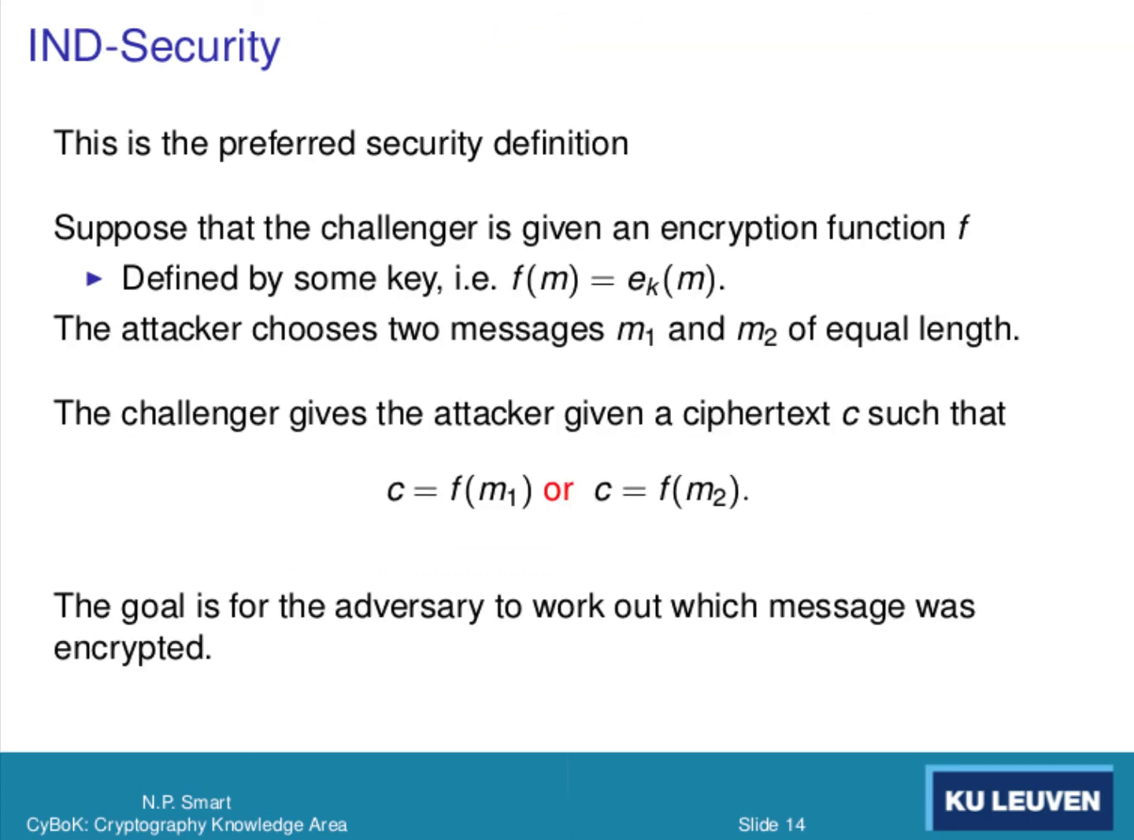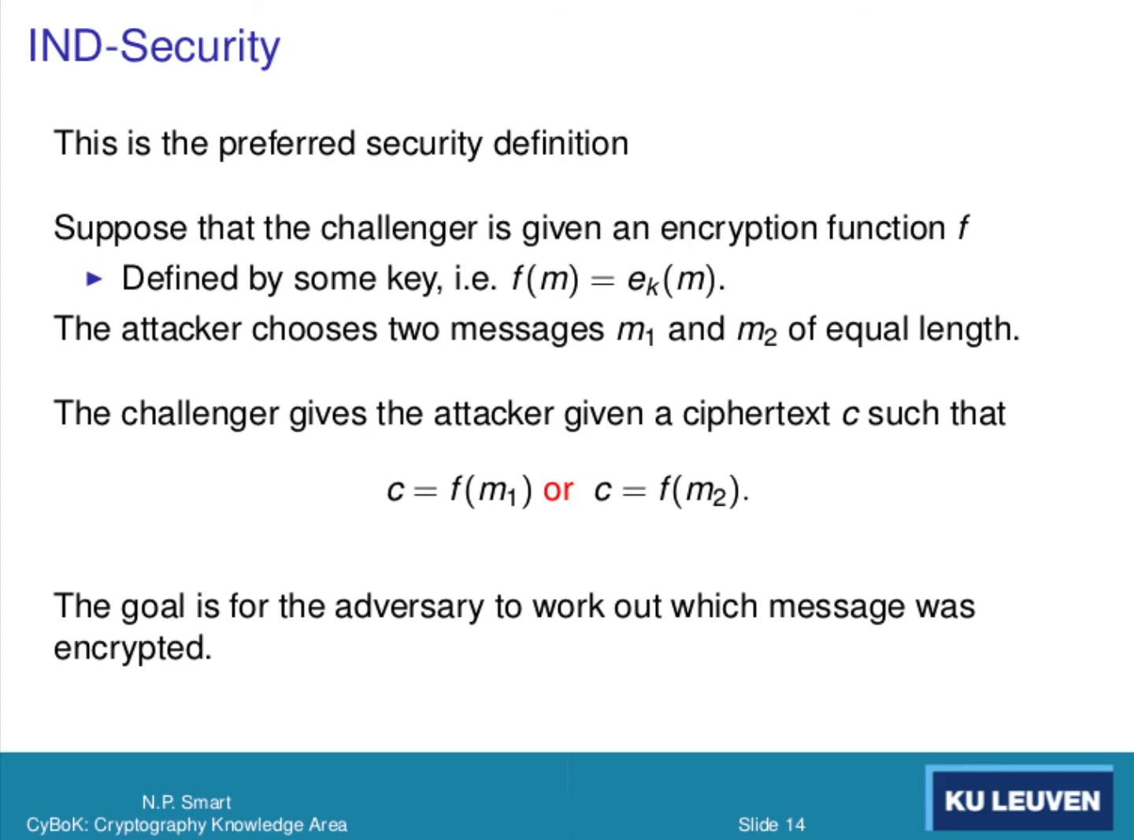The better definition of security is what's called indistinguishability of encryptions. Here, you take an encryption function, which is defined by some key, and the attacker chooses 2 messages of equal length. The challenger then encrypts one of these messages and passes it back to the adversary, and then the adversary has to work out which message was encrypted.